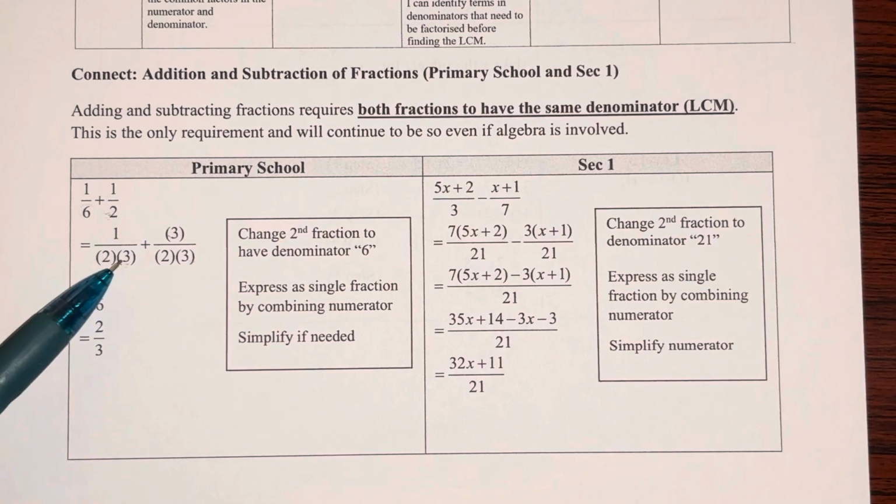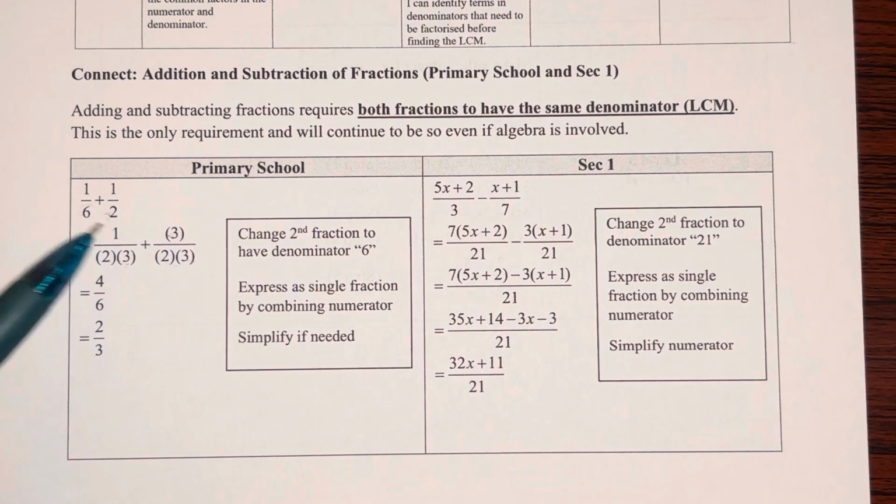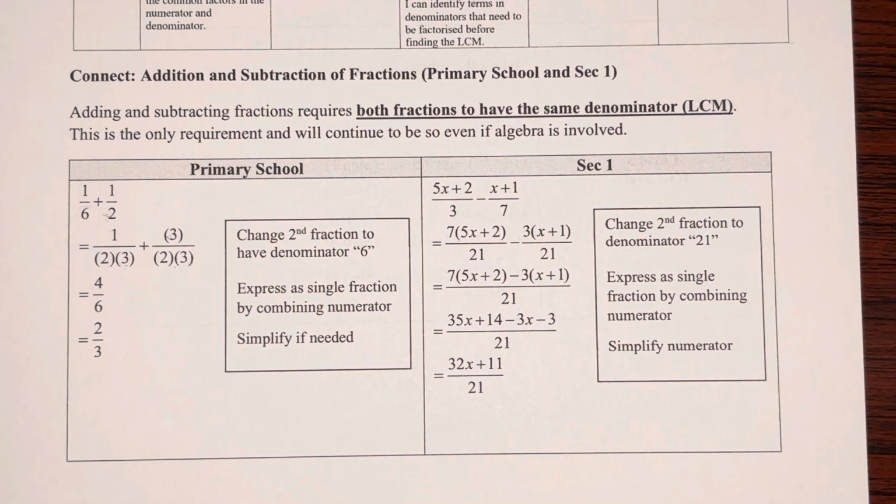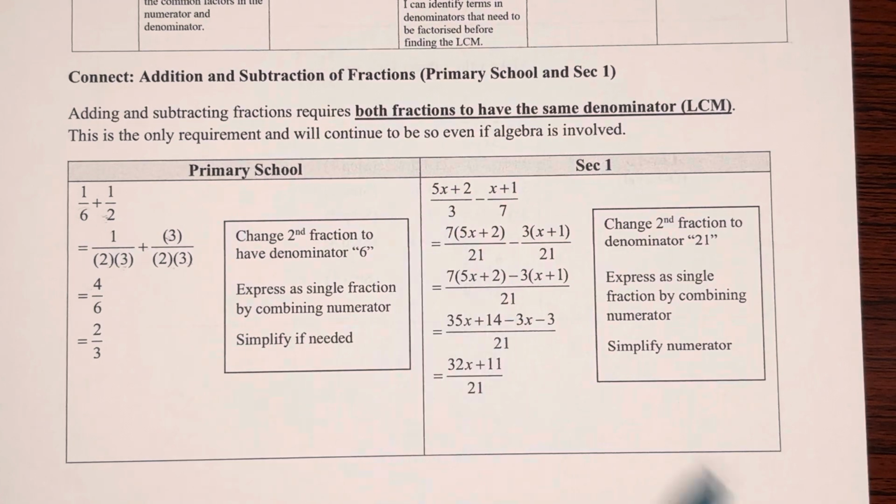Once you have it, you can see that the denominator is the same. I'm just taking the numerator plus the numerator, so it's 1 plus 3 equal to 4. Then you can simplify some more. Okay, so back to Sec 1. You can see that in Sec 1 we're doing fairly similar stuff, just that we have some algebra somewhere here.